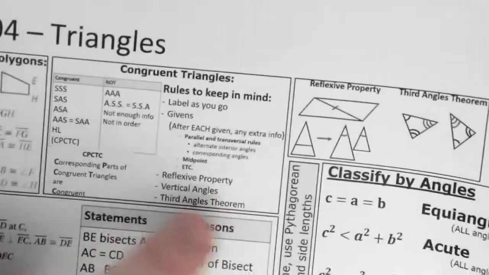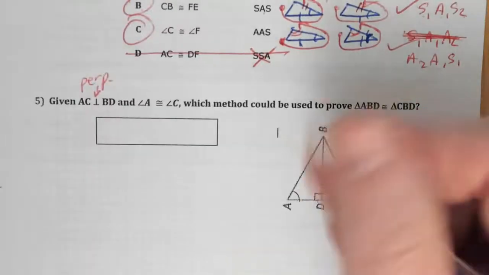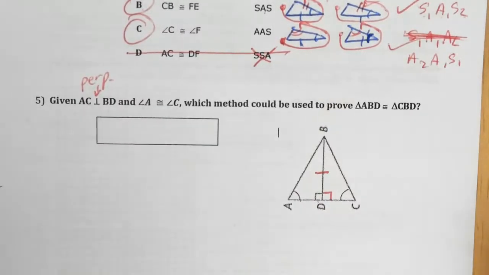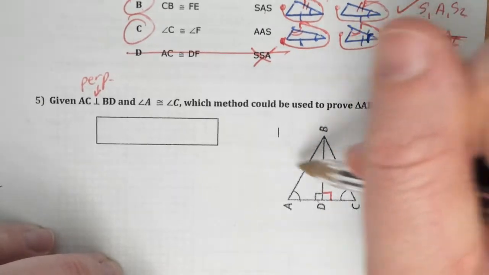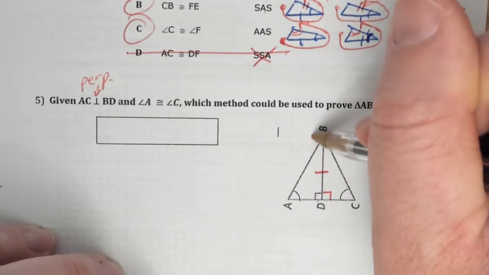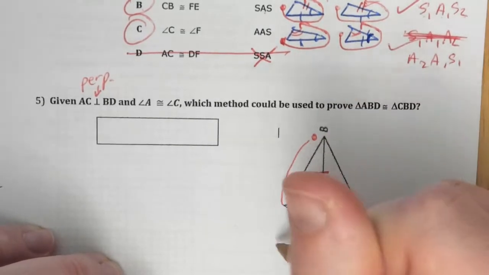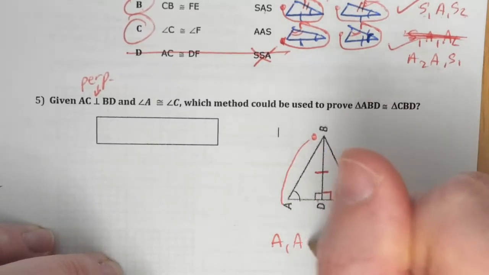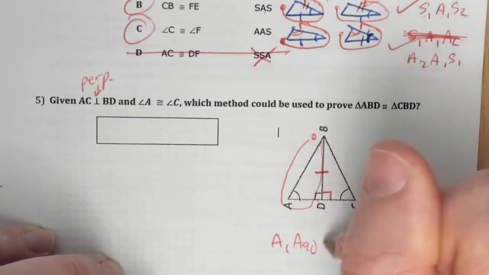So the other thing that we would try, so we did all of our givens, then you would do the reflexive property, right? Reflexive property where they share a side. So this side right here. Now, what do you have more of, angles or sides? We have more angles. So go to the third angle you don't have, go in a circle, and we get angle 1, angle 90, and side 1.